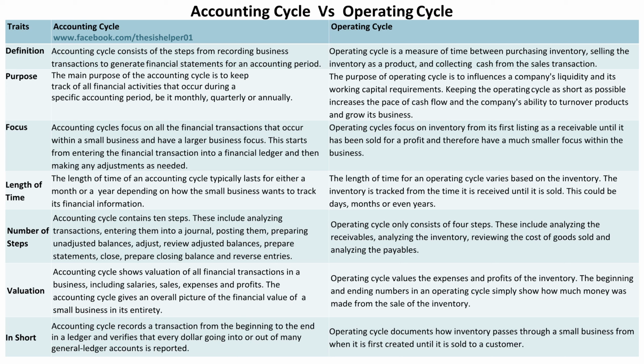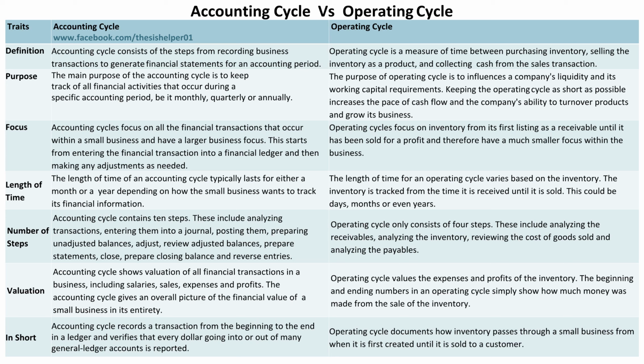Accounting cycles focus on all the financial transactions that occur within a small business and have a larger business focus. This starts from entering the financial transaction into a financial ledger and then making any adjustments as needed. Whereas, operating cycles focus on inventory from its first listing as a receivable until it has been sold for a profit and therefore have a much smaller focus within the business.